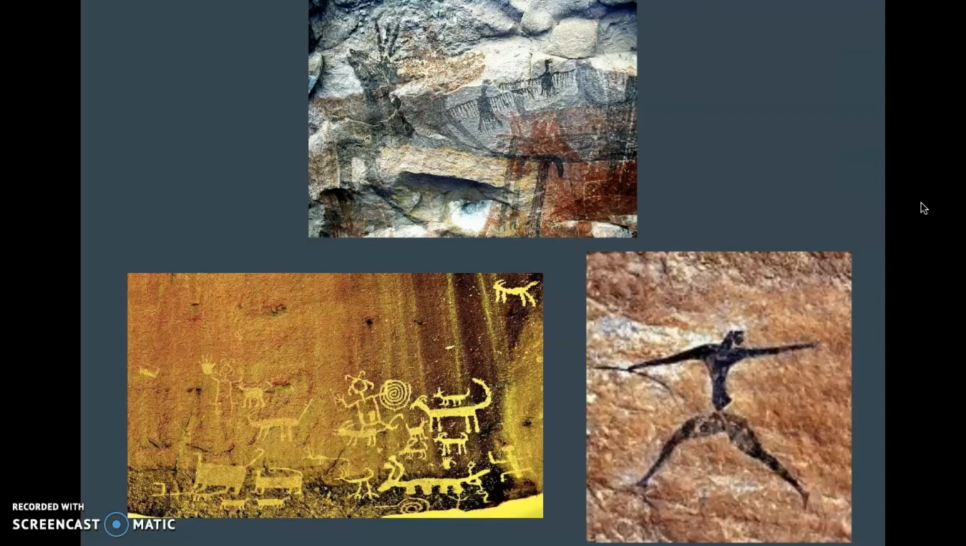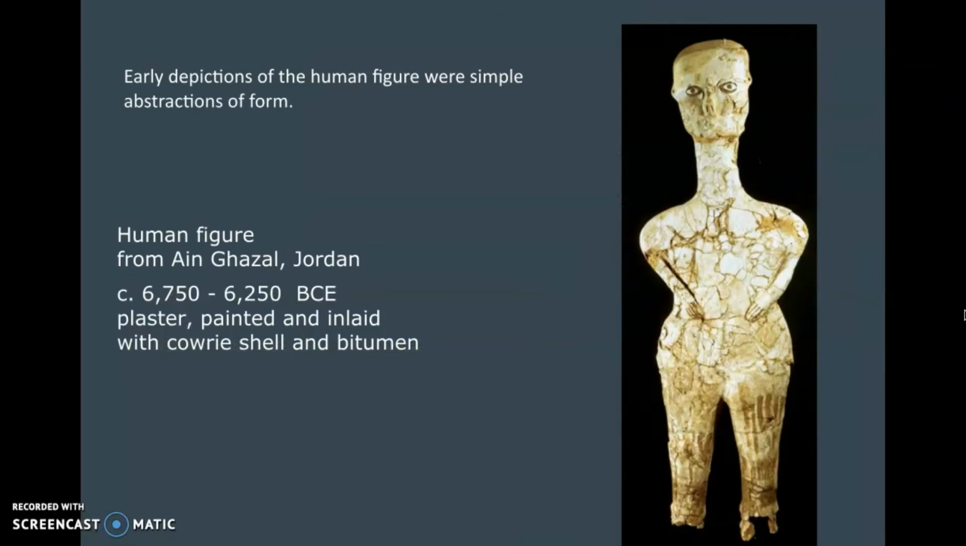On the bottom right, we have a 3,000-year-old painting by the San people in Hlatikulu, Drakensberg, Africa. So these rock paintings were found all over. Early depictions of the human figure were simple abstractions of form, just as we've seen in paintings. They were also simple in form as well.